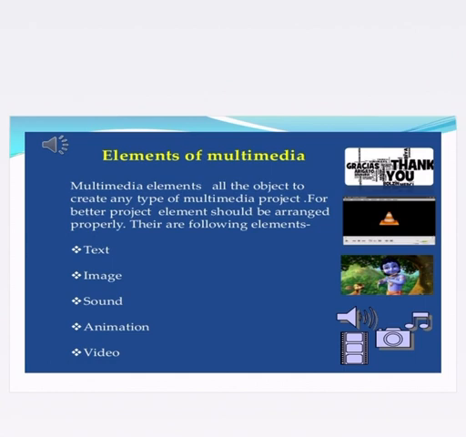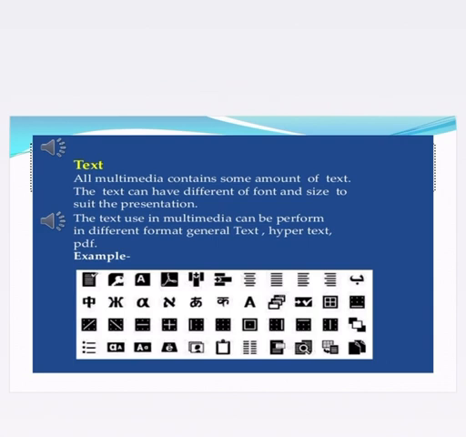Next one is elements of multimedia. Multimedia elements are all the objects used to create any type of multimedia project. For a better project, elements should be arranged: text, image, sound, animation, and video. Text stands for alphanumeric characters. All multimedia contains some amount of text. The text can have different fonts and sizes to suit the presentation. Text in multimedia can be presented in different formats: general text, hypertext, PDF.